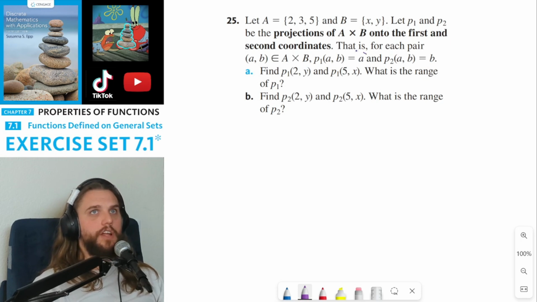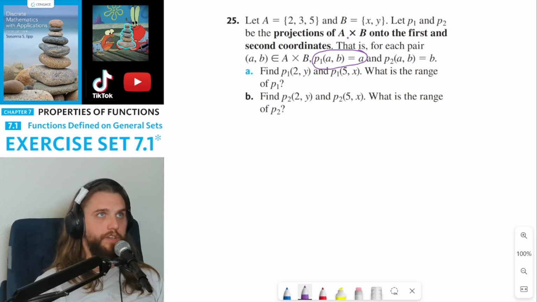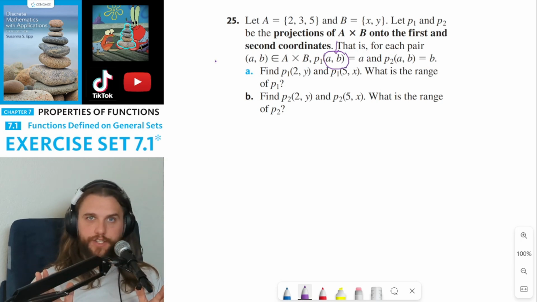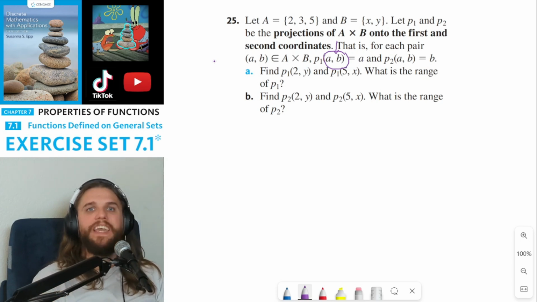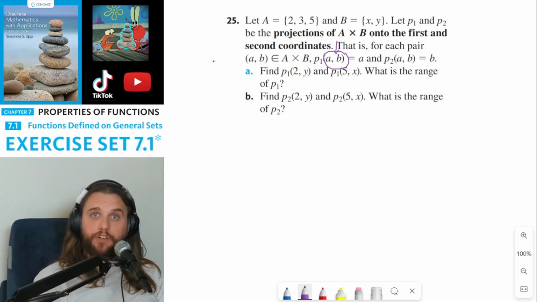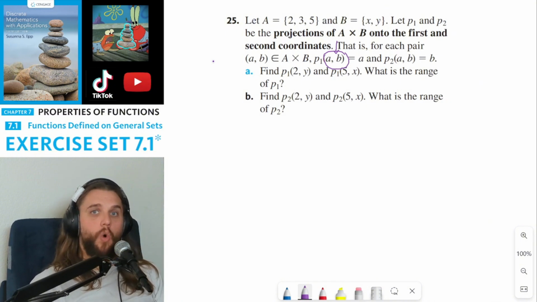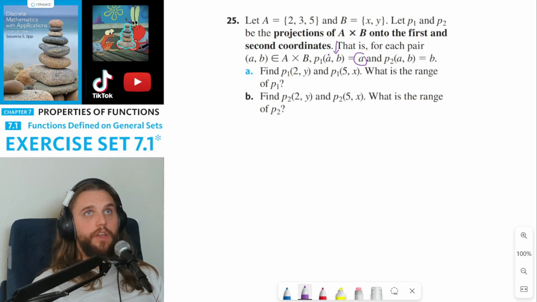Now, let me just clarify what's really going on here. This is the rule of the function. Now, we're not quite used to this yet because we haven't really seen inputs that have multiple pieces to it. But with this function, the inputs themselves are ordered pairs. But the output, at least for P1, is just one value.